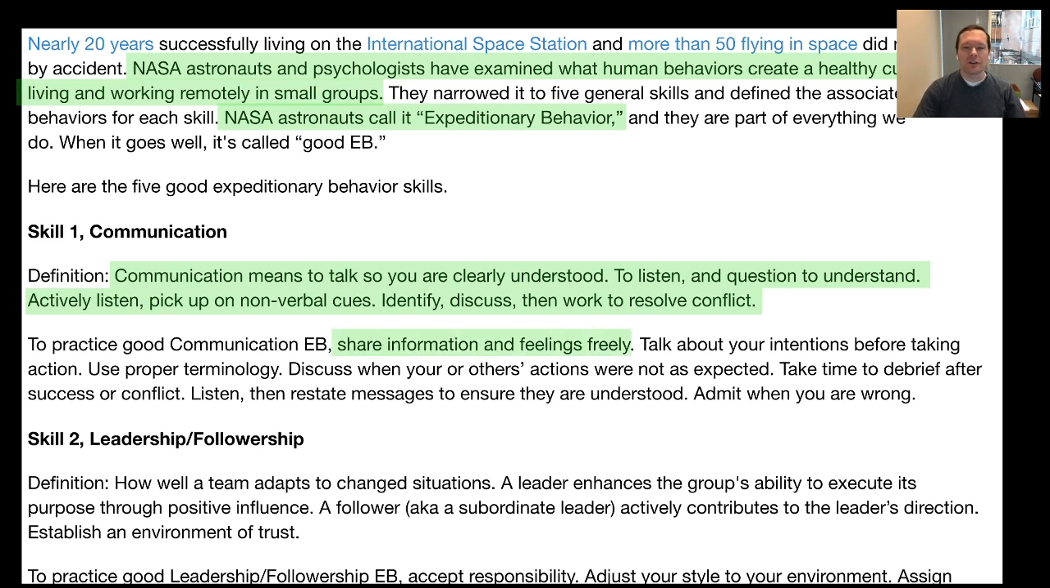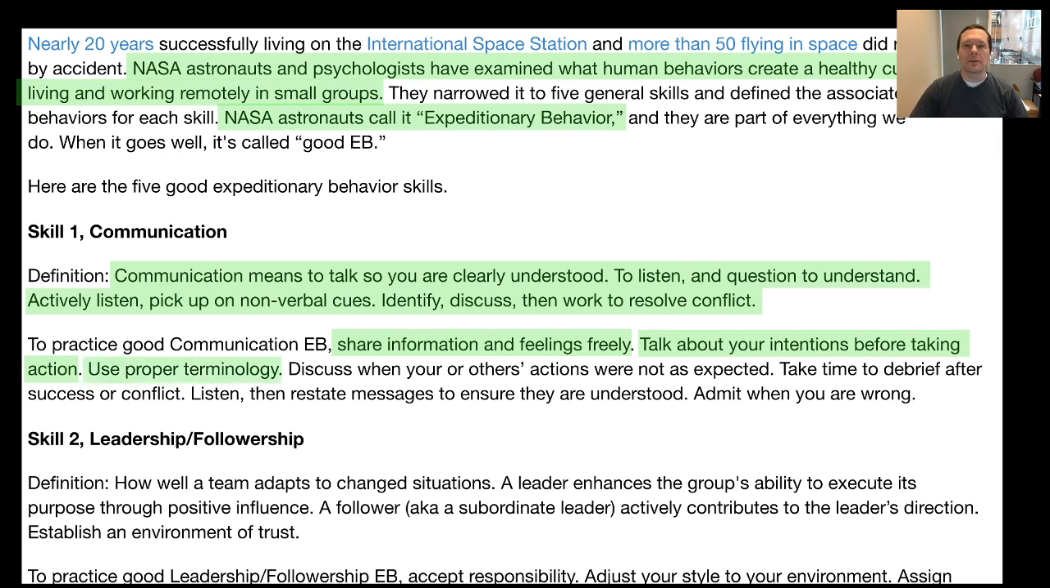Other things, share information and feelings freely. I think you've noticed that in praxis, we do speak a little bit more about the us as opposed to just the material. And that's something we're doing because we want you to do the same, because there's more to engineering and design than just information. Intentions before action, sharing why you do what you do. It's a bit of the justification that came up earlier.